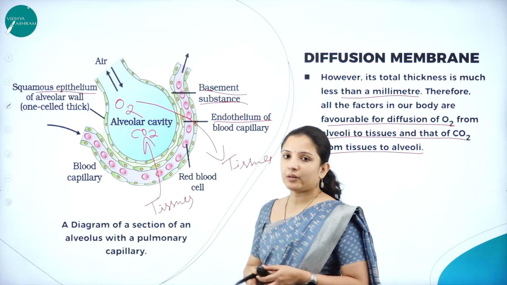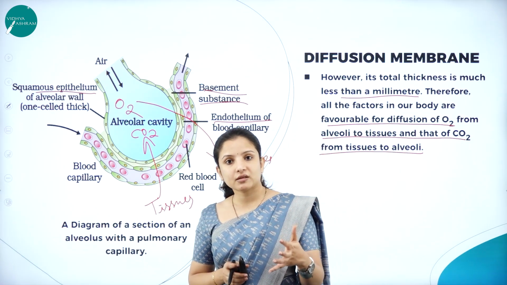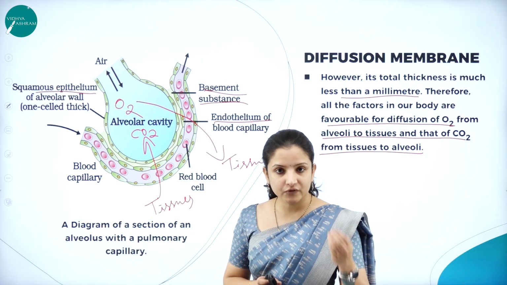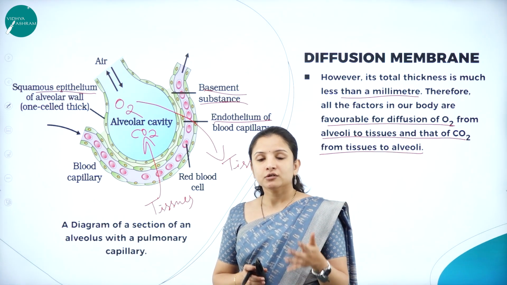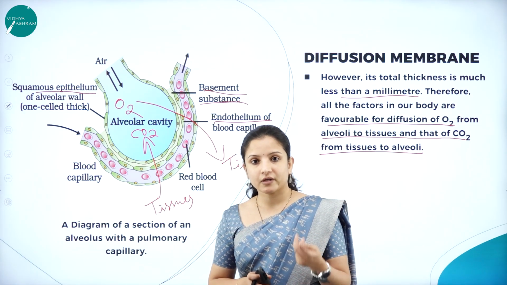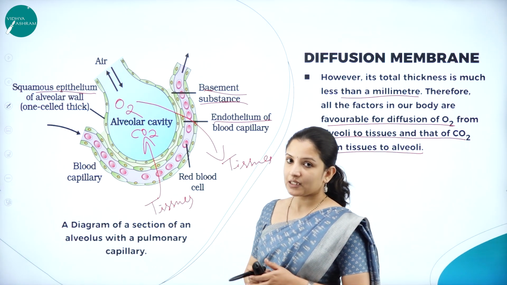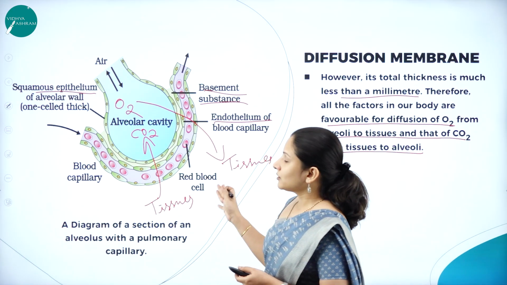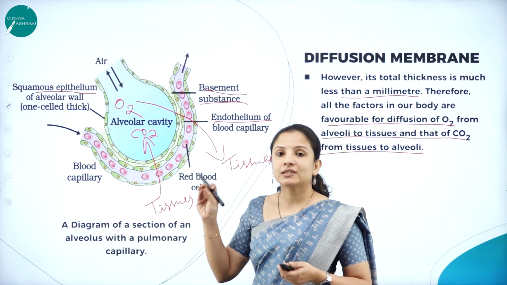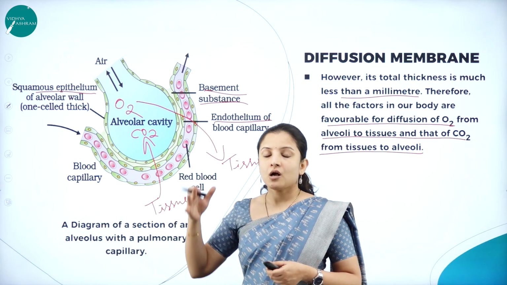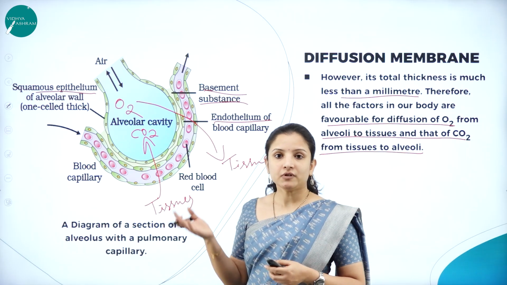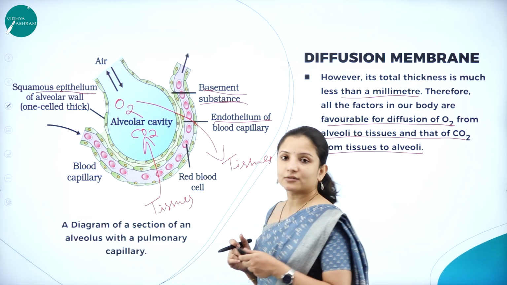That is the diffusion membrane. Though it is made up of 3 layers, it is very thin. So that is why diffusion takes place very easily, and therefore the exchange of gases takes place very easily. So the thickness of the membrane actually decides the rate of diffusion. How much the carbon dioxide has to travel will all be decided by the thickness of the membrane.